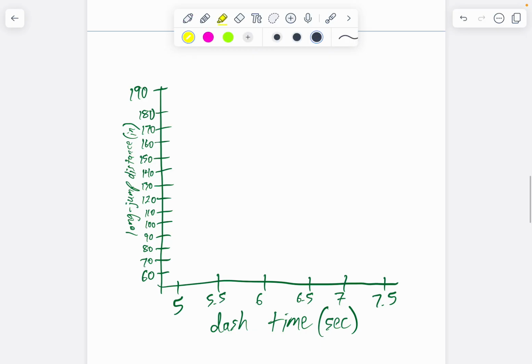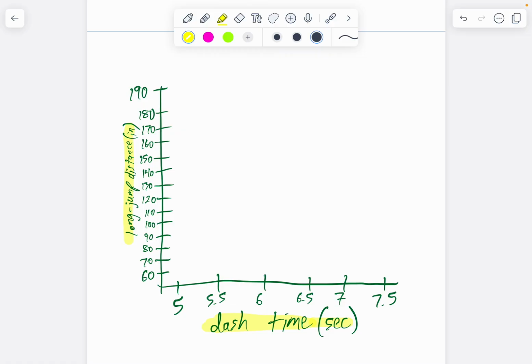So what's already pre-printed here from Mr. Wenkowitz is he labeled the horizontal axis as dash time measured in seconds. He labeled the vertical scale as long jump distances. Step two was the numerical scales.